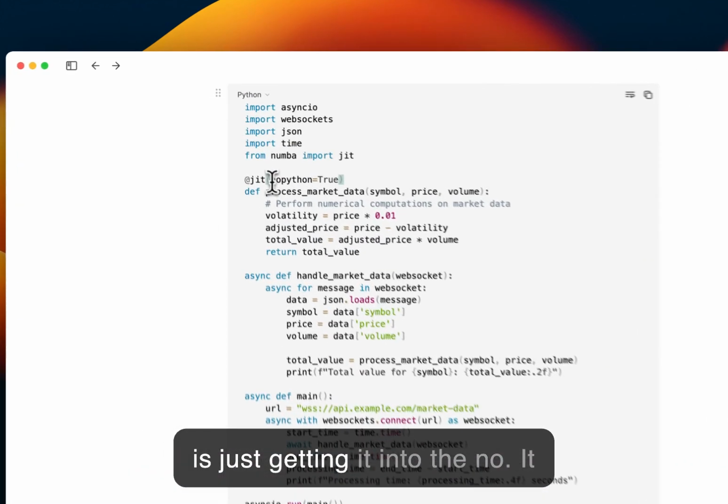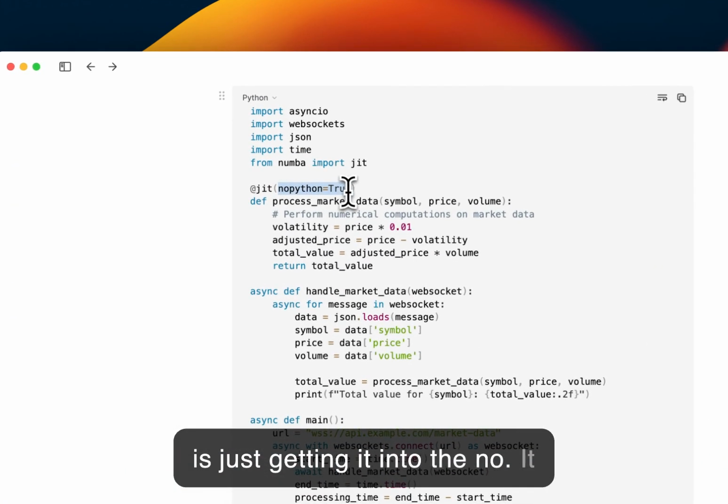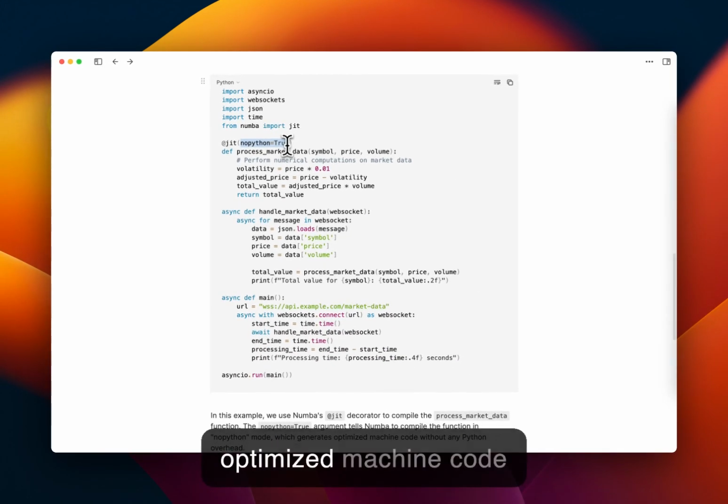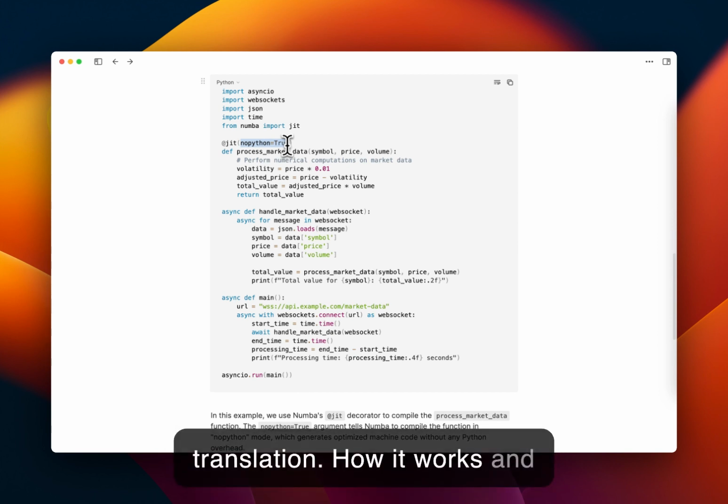is just getting it into the no-Python mode. It basically tells the compiler that you should generate optimized machine code without having any sort of Python overhead. So it basically does machine level translation. How it works and why it works is not that important. The important message is that this works.